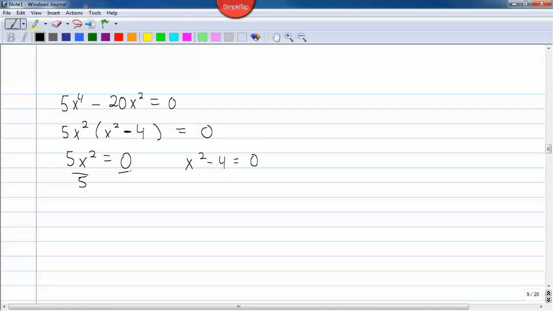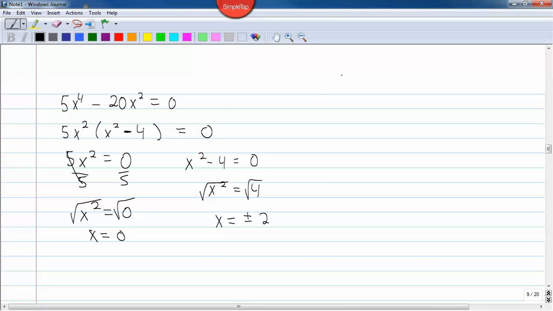So this first equation is easy to solve because you get x squared equals 0, and the square root of 0 is 0. So one of my answers is 0. The other factor you can solve by factoring it, the difference of two squares, or you can solve by the square root property. Square root property says we just move the 4 over, and we take the square root of both sides. So that's going to be x equals plus or minus the square root of 4, which is 2.